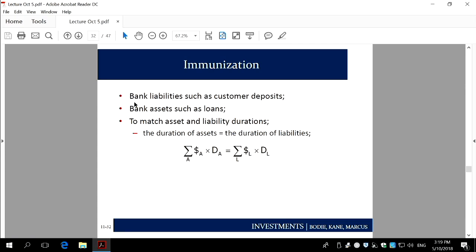So it's straightforward how they can do it. Suppose we have a bank, with bank liabilities being consumer deposits and bank assets like commercial loans. We just want to match the asset and liability durations. So the amount of your asset, let me use capital A as the symbol, times the duration of your asset equals the value-weighted duration of your liability. Then this is how the bank should do this immunization. Right?